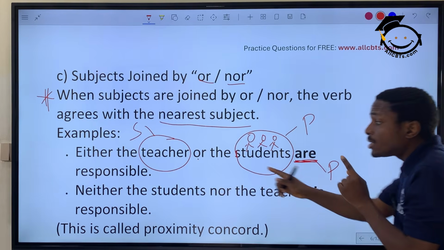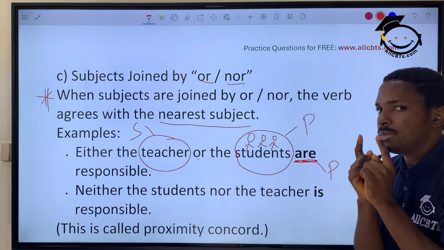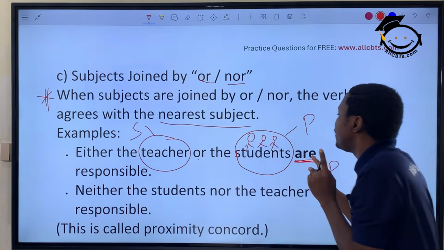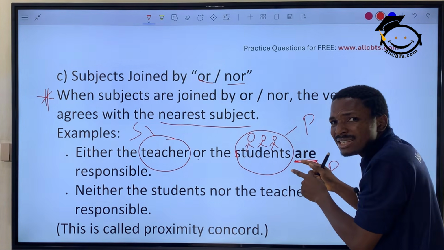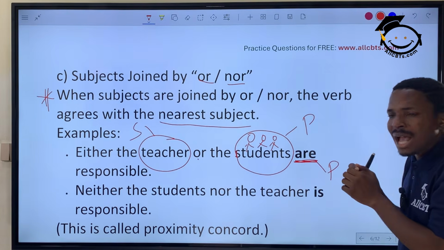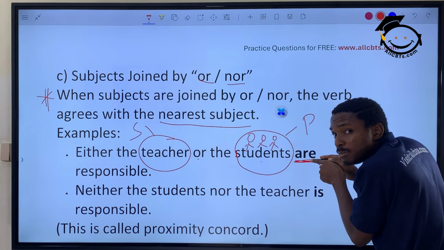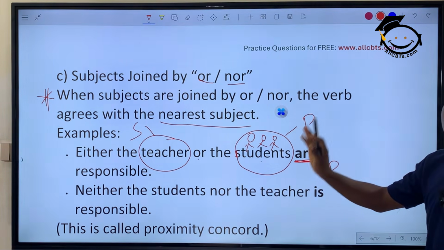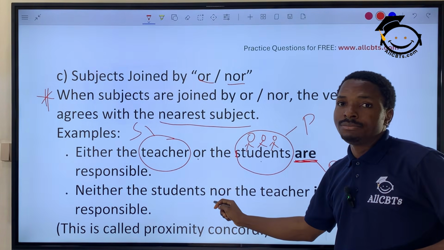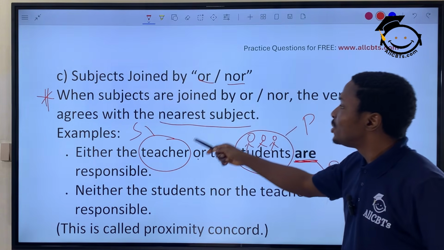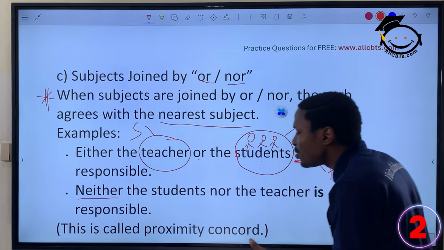So when there is "or" or "nor" in the statement, the verb must agree with the nearest. What's the nearest there? Students. And students is what? Plural. So if this is plural, the verb must be what? Plural. That's what it means. So as long as there is "or" or "nor" there. Now you have "neither" in this case, which is not "either." Okay? "Neither." The law also applies.